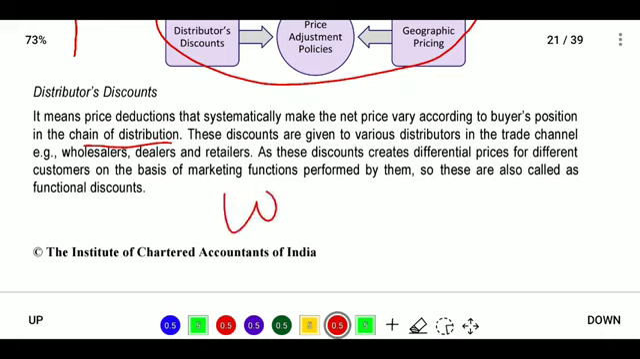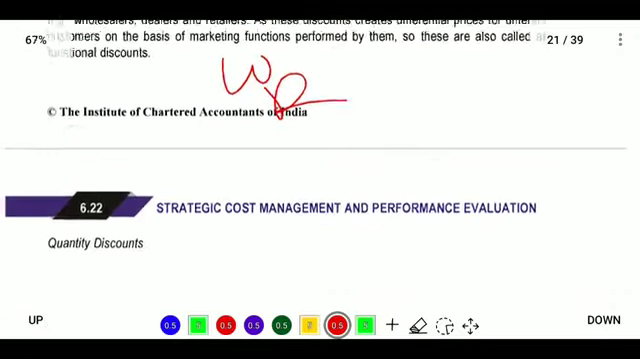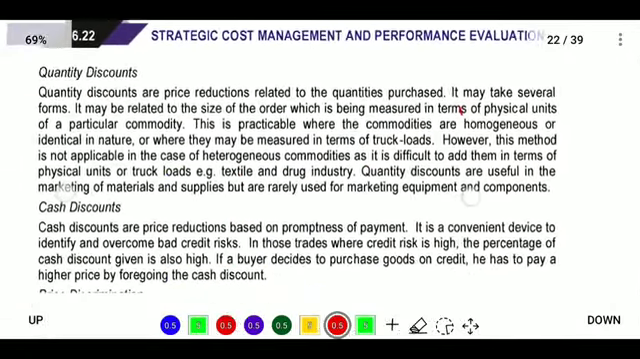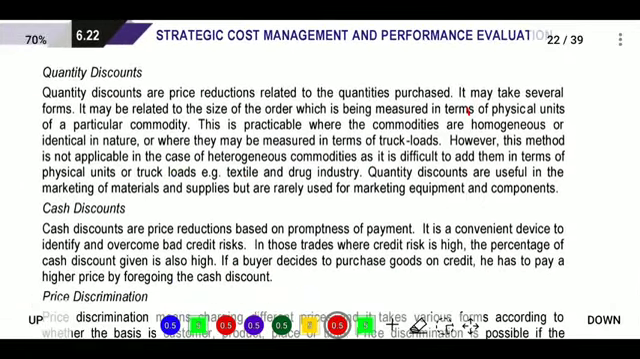A wholesaler will buy more, so we will provide some discount. A retailer will buy another quantity, so they will get a different discount. That is functional discounts. Based on their function, we will provide the discount. Next, quantity discount. Quantity discount is a price reduction related to quantity purchased. Based on how much quantity he is purchasing, we will provide the discount. If we purchase more quantity, we will get more discount. That is quantity discounts.